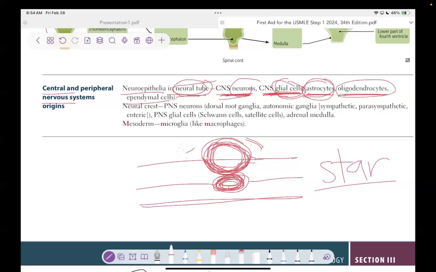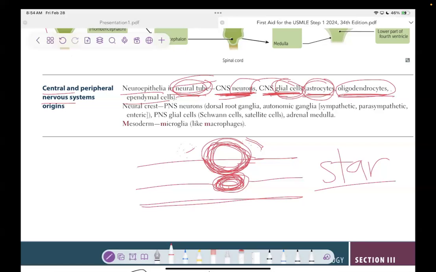And whenever we say oligodendrocyte, it is the myelin, or the cover of the nerve. The neurons in the CNS are made of the neural tube, of course. Even the cover of the neurons in the CNS is made of the neural tube, which is called the oligodendrocyte.